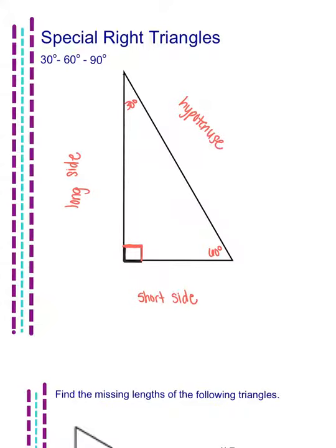Now, don't get confused with me naming the long side, long side, because the hypotenuse, of course, should be the longest side of the triangle.